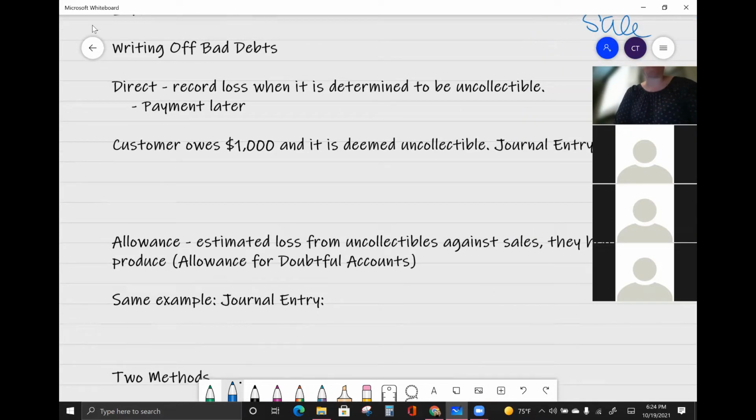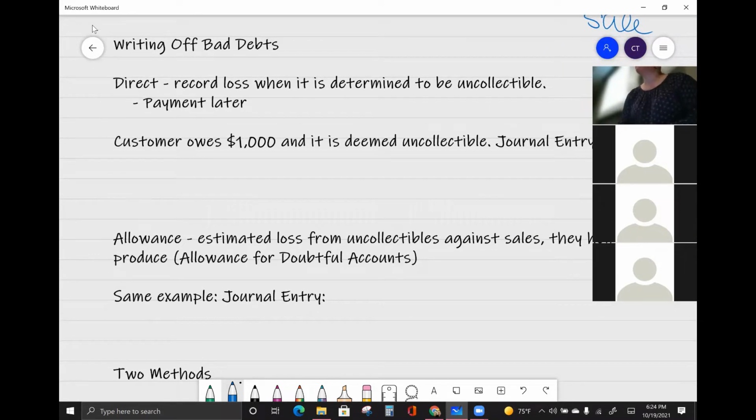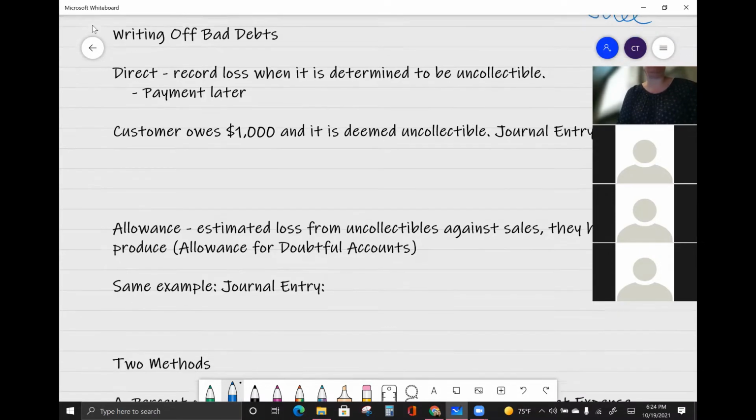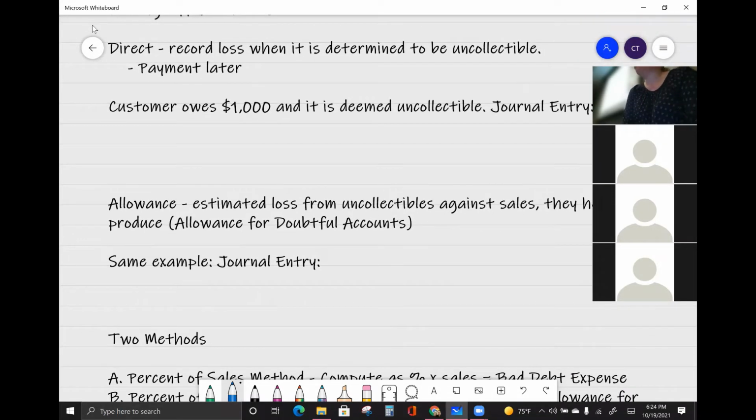So my direct method is I'm recording the loss when it's determined to be uncollectible. And I'm going to go over if they decide to pay it later. So we have a customer that owes $1,000 and it's deemed uncollectible. So what is the journal entry? We're doing the direct write-off method.